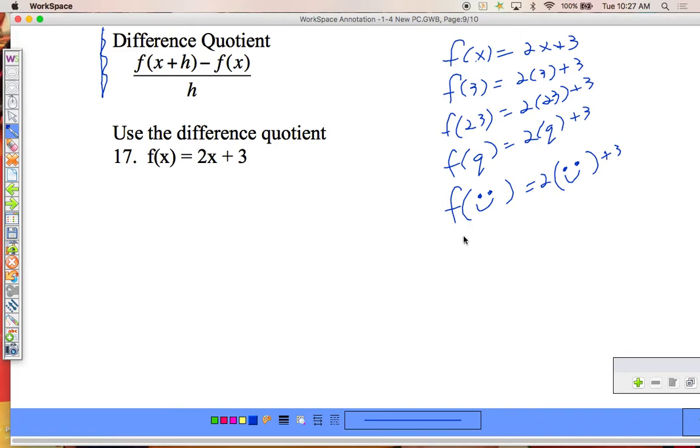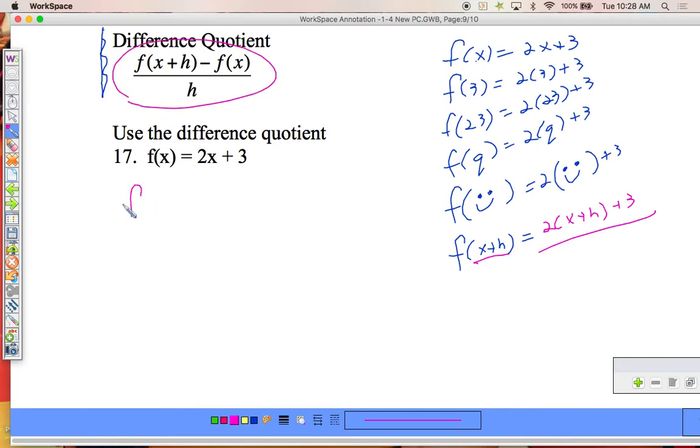So if I want f of x plus h, in the place of x, I'm going to put x plus h and evaluate. As easy as that. F of an elephant is going to be 2 times an elephant plus 3. All right, so it doesn't matter. So this is what we're going to use. We're going to do it in a couple pieces.